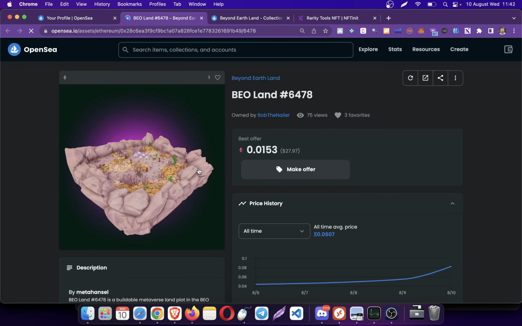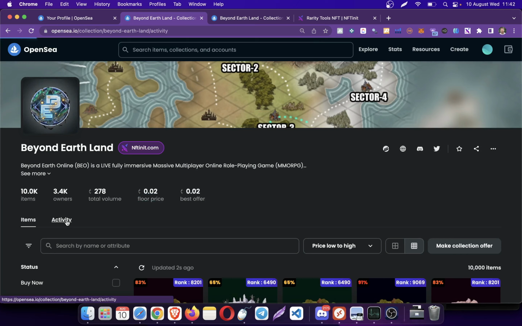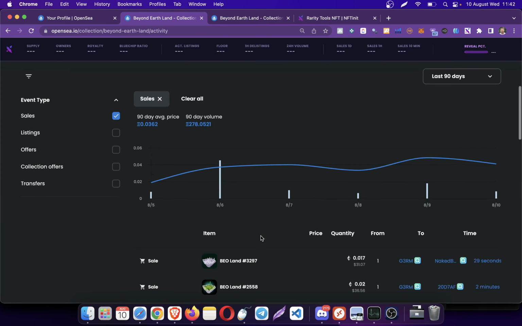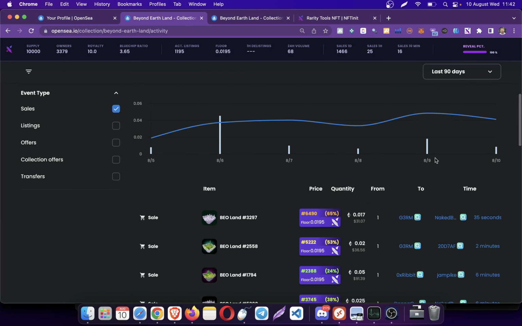This collection has a floor price of 0.02 if I'm not wrong. And yesterday it revealed. As you see, it was quite active yesterday, and it is still active actually. There are still sales flying by. Yesterday it made more than 1,000 sales.